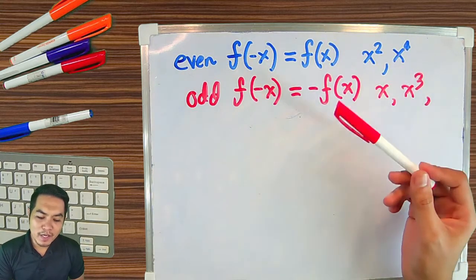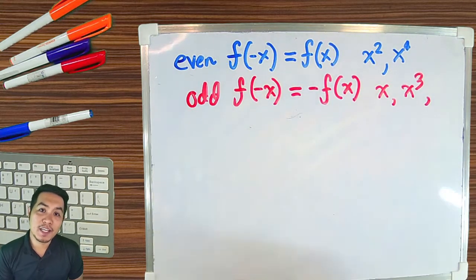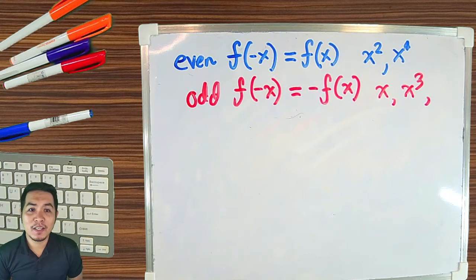By the way, another example of an even function is cosine. Cosine of 30 degrees and cosine of negative 30 degrees are just the same. The sine, on the other hand, is an odd function. Sine of negative 30 degrees is negative sine of 30 degrees. So those are even and odd functions.